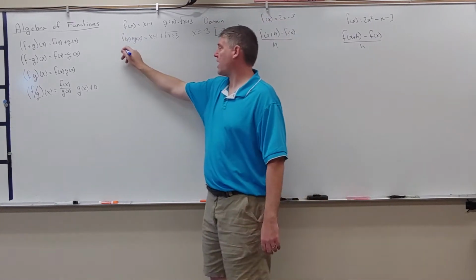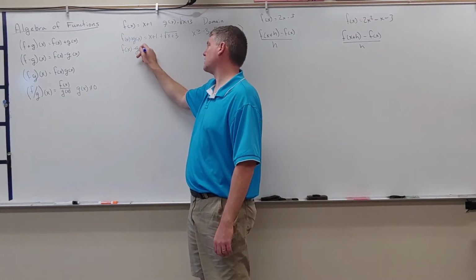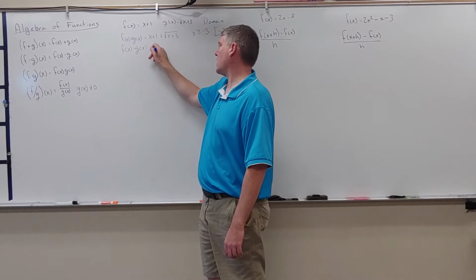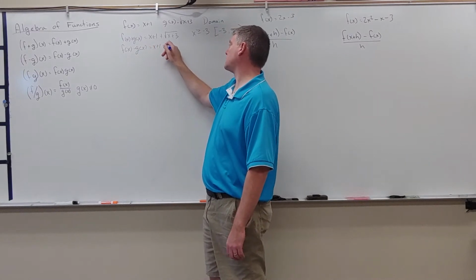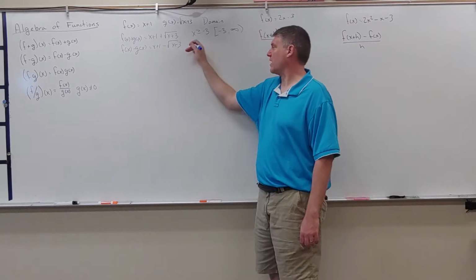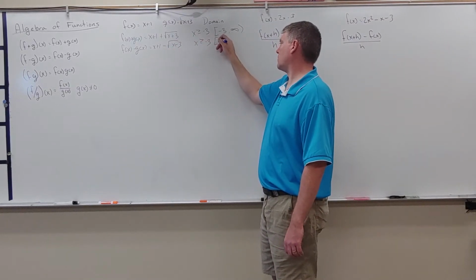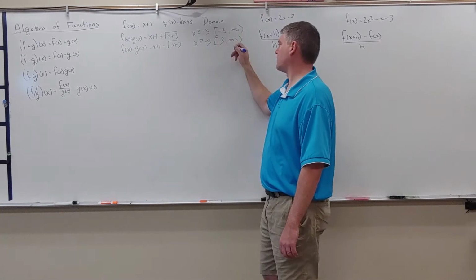Okay, now we have the subtraction. F of x minus g of x. This is going to be x plus 1 minus the square root of x plus 3. And once again, my domain is x is greater than or equal to negative 3. So I'm writing it as an interval here.